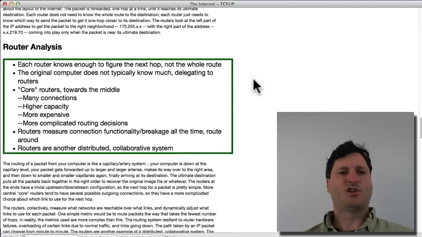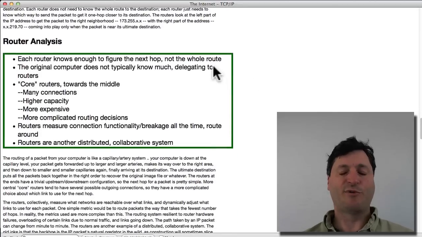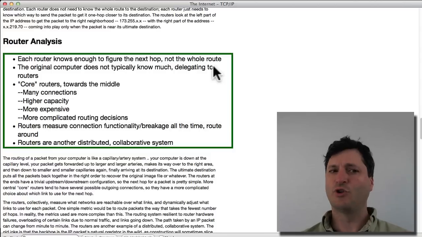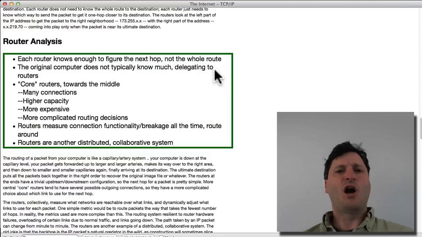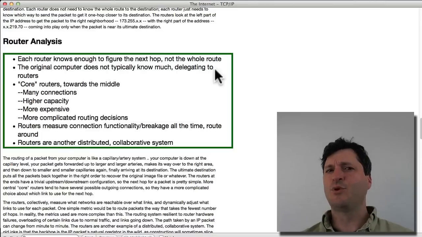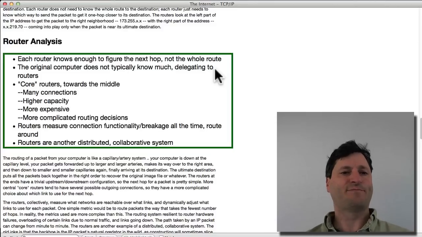So I'll just talk about routers for a second. As I mentioned before, they don't know the entire route. Each router just knows locally what's going on. Also notice in that explanation, my computer doesn't really know anything about the layout of the internet. Essentially, it's delegated to the router. It says, hey router, here's a packet. You know how to do routing. You take care of it.